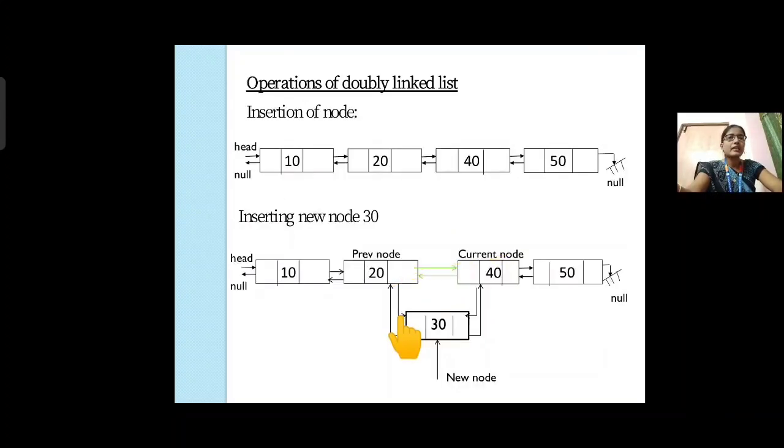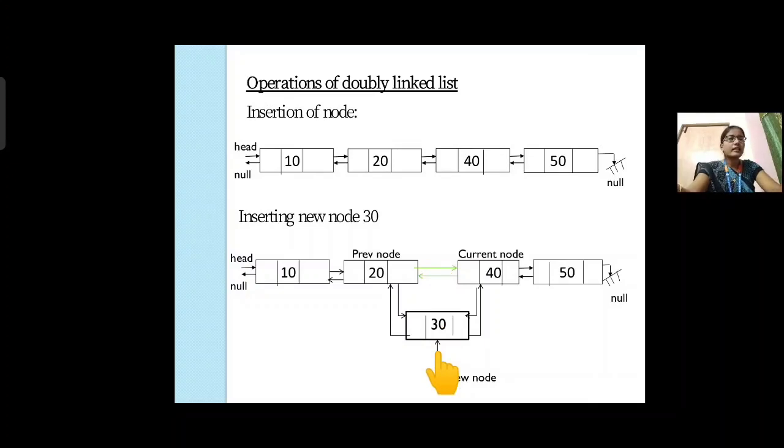Operations of a doubly linked list. Insertion operation. Insertion means inserting a node. This is a doubly linked list. 10, 20, 40, 50 are the data, and each is connected to the next. Insert a new node 30. There is no 30, so I insert the node 30. 30 will be inserted into the middle of the linked list.